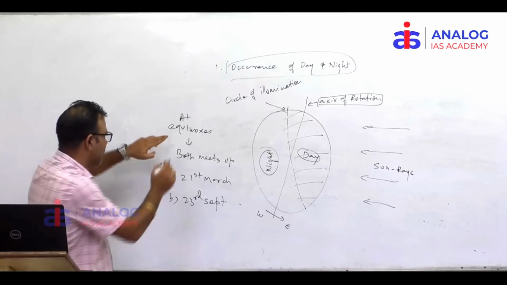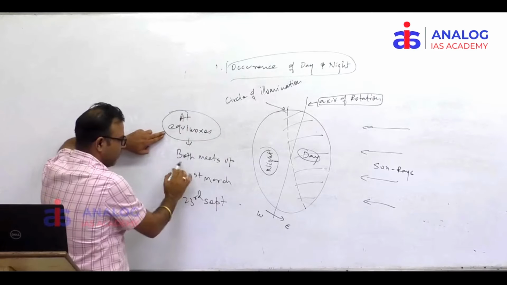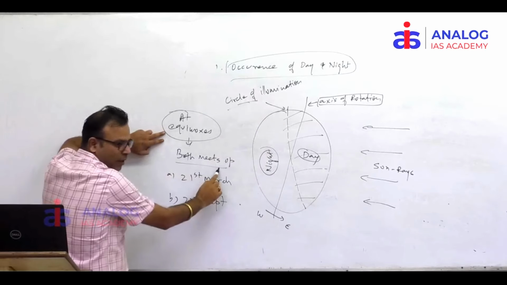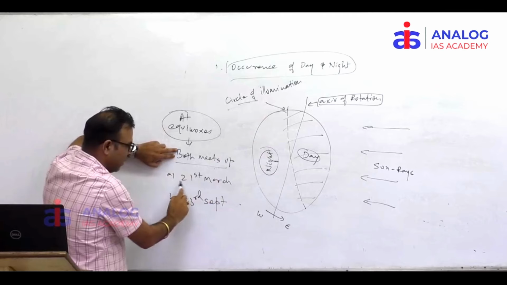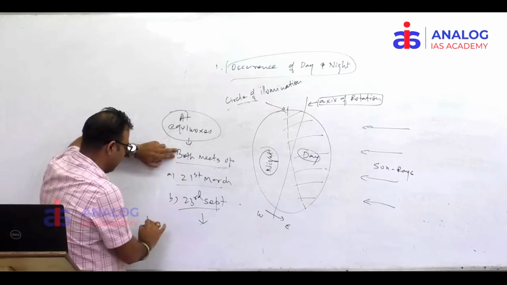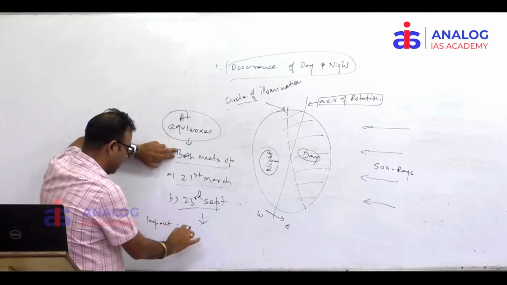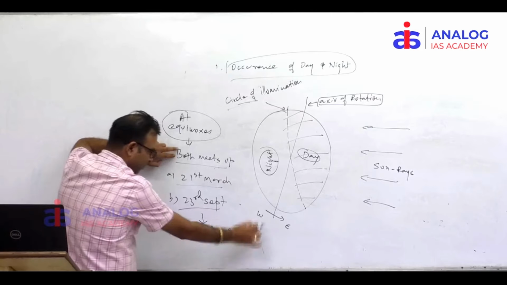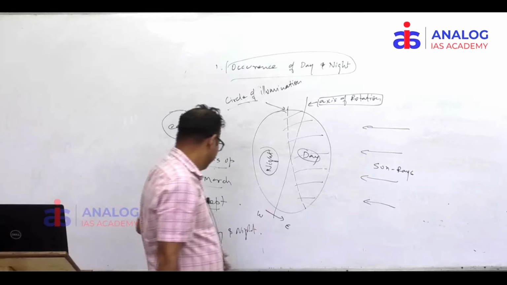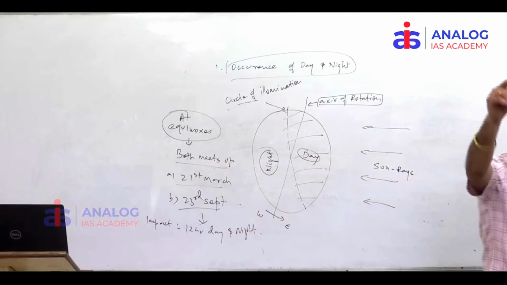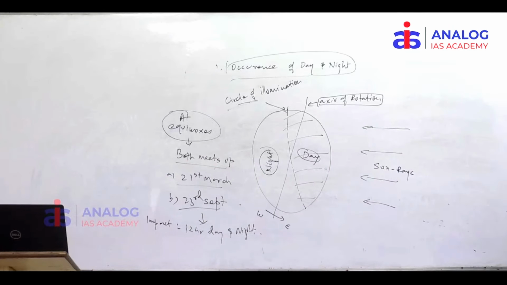So what is the meaning of this? At equinoxes, both the axis of rotation and circle of illumination meet up, overlap. And the dates are 21st March, 23rd September. What is the impact of this overlapping? Come on. 12 hours day and night. 12 hours daytime and 12 hours what? Every point, North Pole to South Pole, every point will have 12 hours daytime and 12 hours night time.